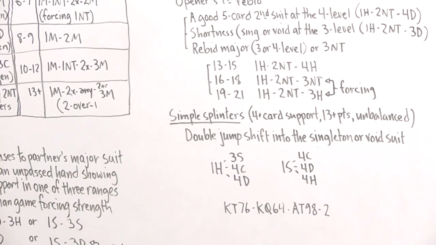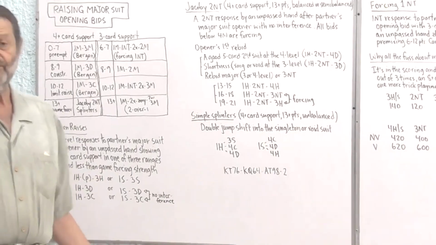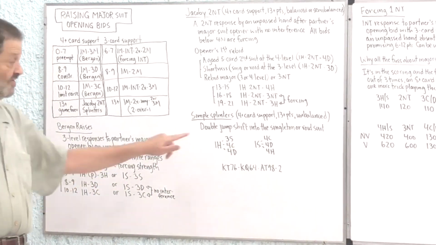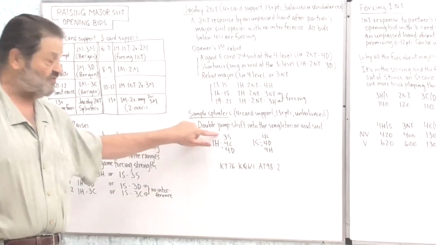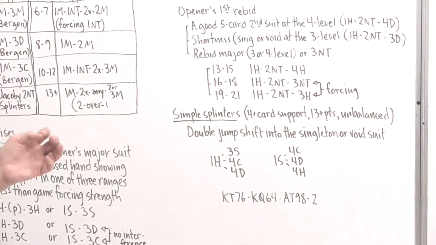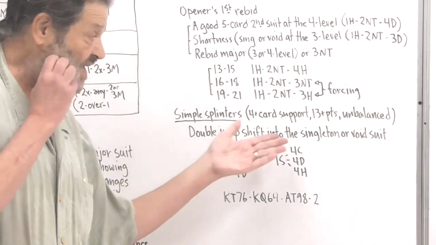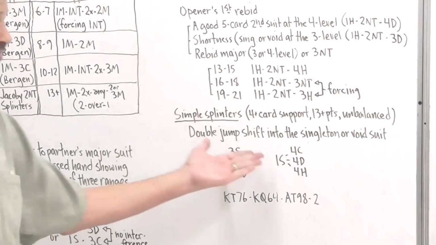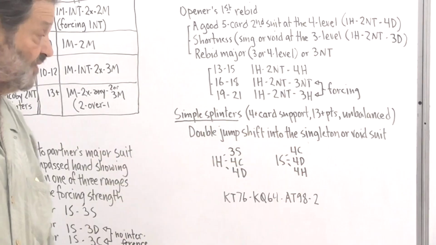1 heart, 2 clubs. Okay, what's a jump shift? 1 heart, 3 clubs. What's a double jump shift? 1 heart, 4 clubs. So all of these bids here are double jump shifts. After 1 heart, the possibilities are 3 spades, 4 clubs, or 4 diamonds to show shortness in spades, clubs, or diamonds, respectively. And when our suit is spades, the 3 splinter bids are 4 clubs, 4 diamonds, and 4 hearts. Once again, they show 4-card support for the spades, game force and strength, and shortness in the splinter suit.